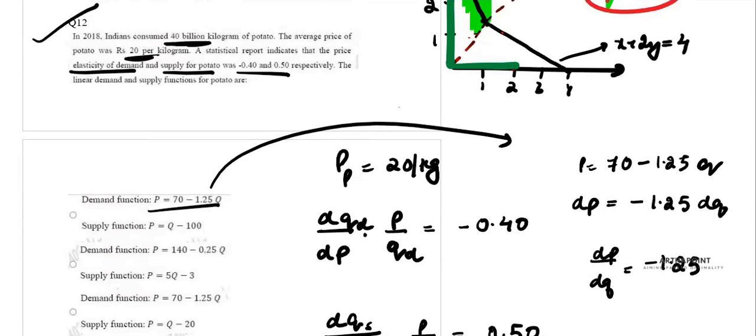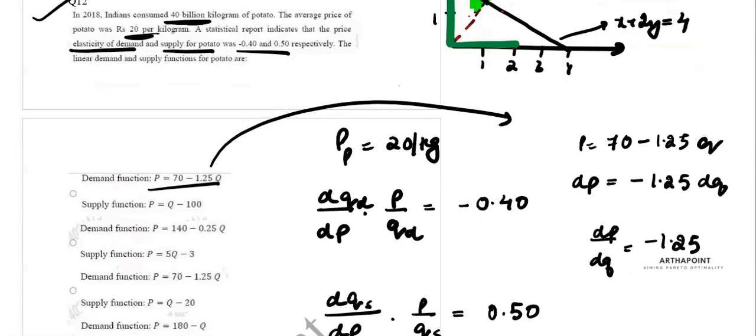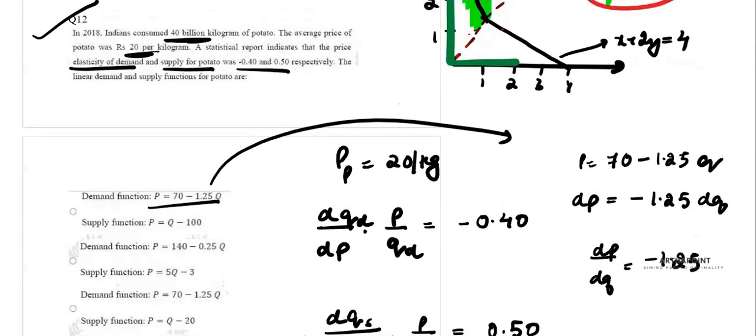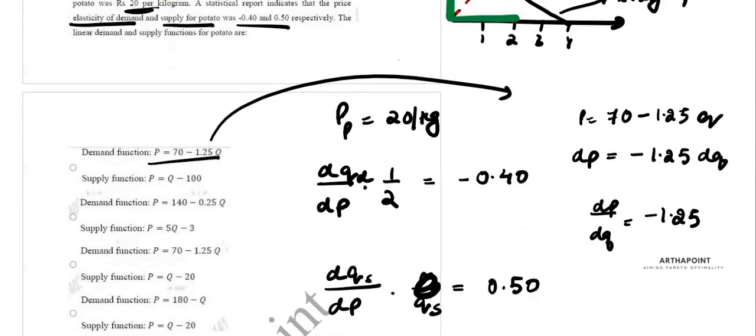The second thing that we can do is the other way around. If I put the value of price and quantity here, the price is 20 and India consumed 40 billion. So demand and supply are equal, which is 40. So this is just half, right? I just get 1/2. And here also, we would know that we will get 1/2.